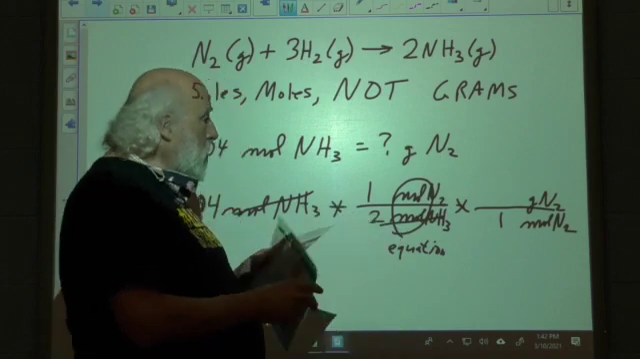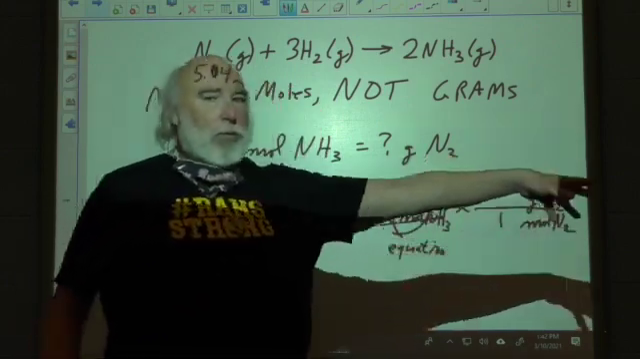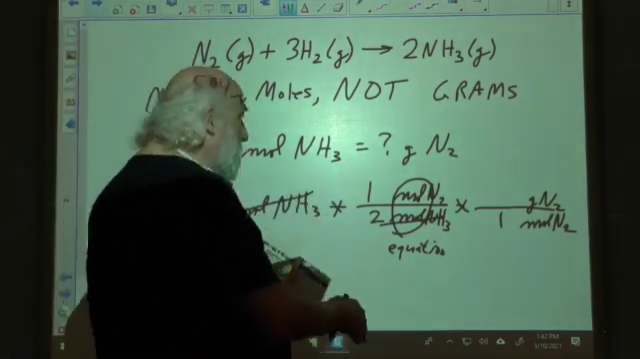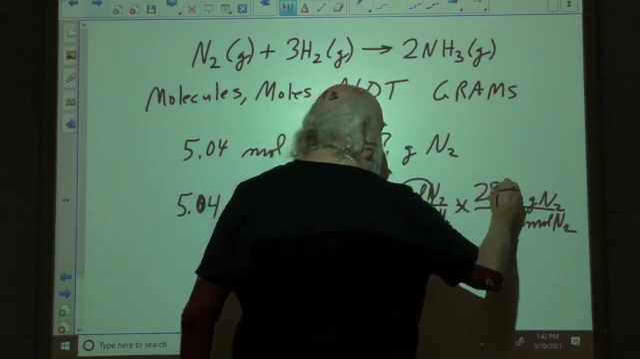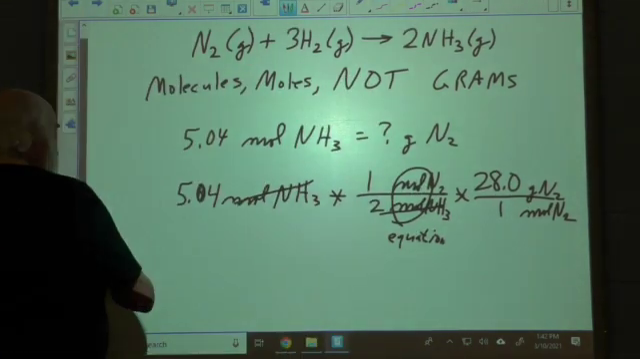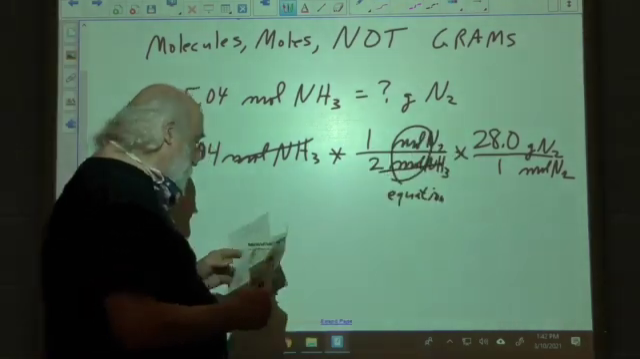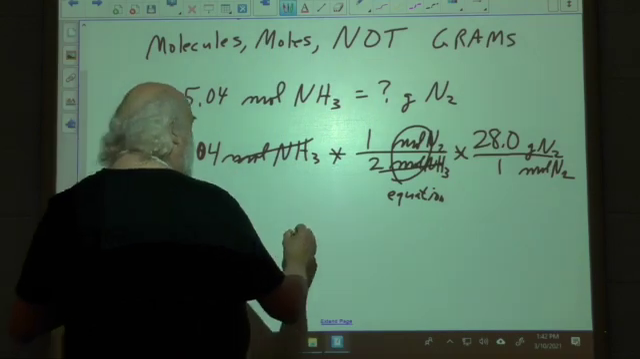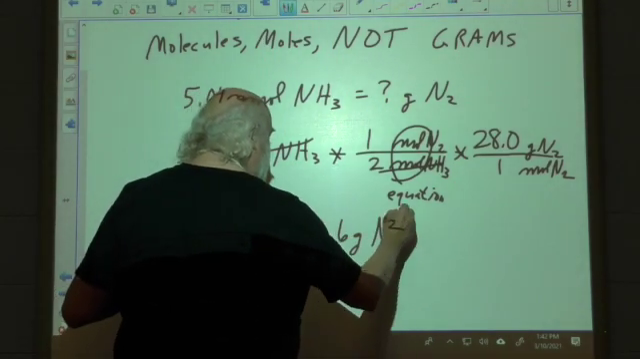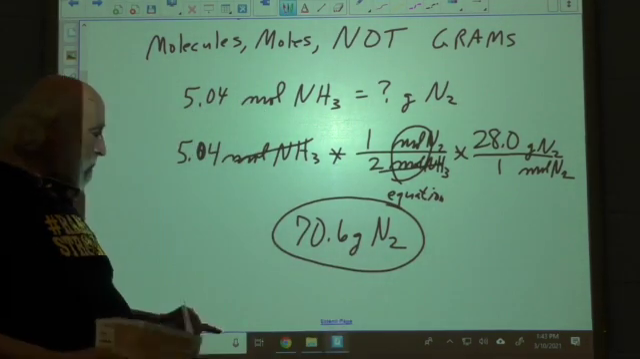The grams, now it says N2, not N, but N2. So that means we have to double the nitrogen here. Nitrogen here is 14.0. Double that, we get 28.0. So on your calculator, you're going to take 5.04 divided by 2 times 28.0. And the answer we get for that is 70.6 grams of nitrogen. Okay?